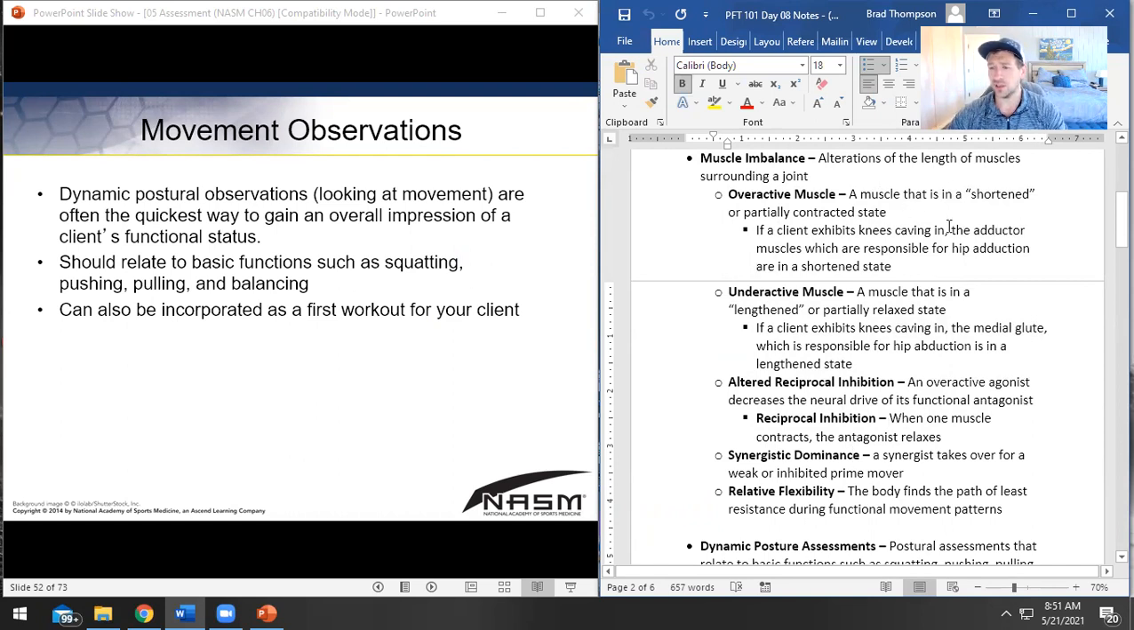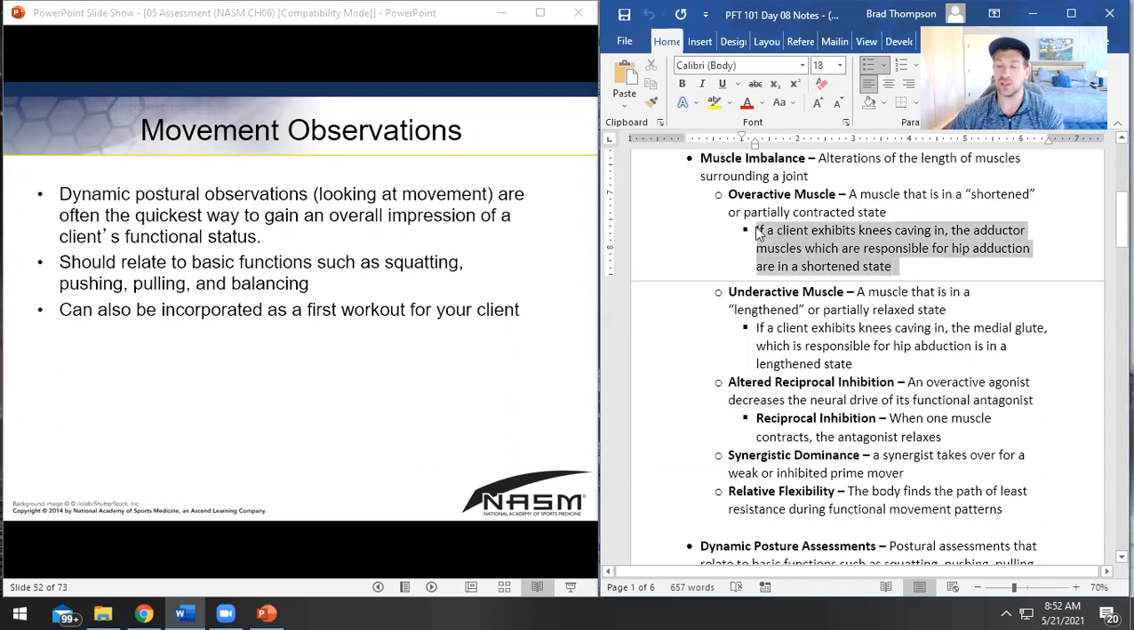So I want to have a pretty clear understanding of our foundation here. When we say we have an overactive muscle, this is a muscle that is in a shortened or partially contracted state, right? So if a client has their knees caving in, what is causing that? Well, that's the adductor muscles, which are responsible for caving your knees in. Your adductor muscles are contracted. They're in a shortened state, right?